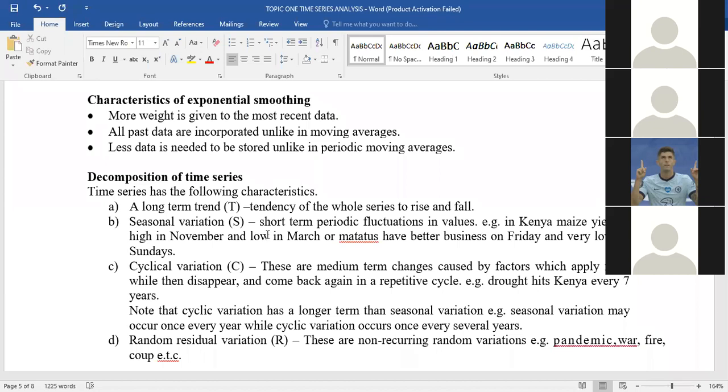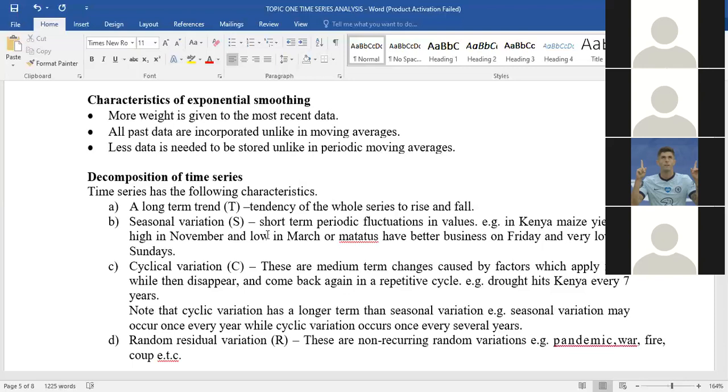Then, of course, we have the seasonal variations, and these are caused by the short-term periodic fluctuations. And a good example, we have examples there. In Kenya, the price of maize during the harvesting season, we know what happens. On Friday, everyone is going to town, like today. So especially right now in the evening, matatus are full. So it is like the opposite of the weekdays. When everyone is rushing to go home, right now everyone is rushing to go to town. So you'll see that matatus are making better business on Friday as compared to a day like Sunday when people are indoors. Are you getting?